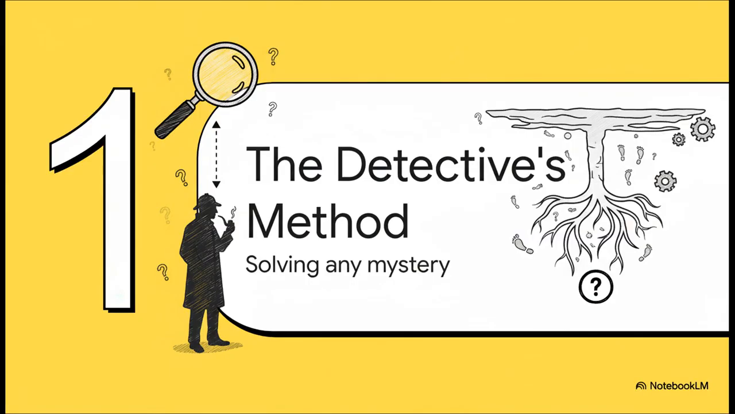Okay, so what's the secret to solving any mystery? Well, every great detective, think Sherlock Holmes, think modern forensics, they all have a system. They don't just guess. They use something called root cause analysis, and it's exactly what it sounds like, digging past all the distracting symptoms to find the one single thing that kicked off the whole mess.